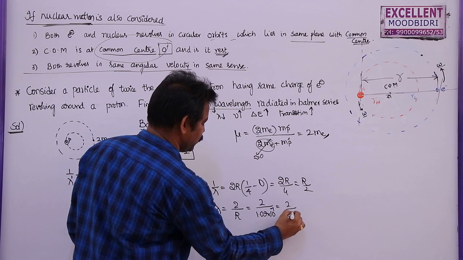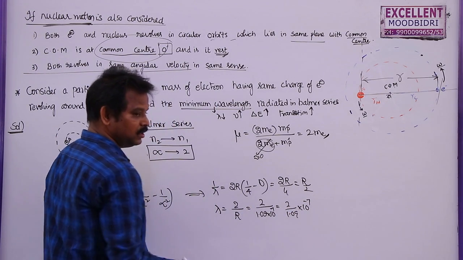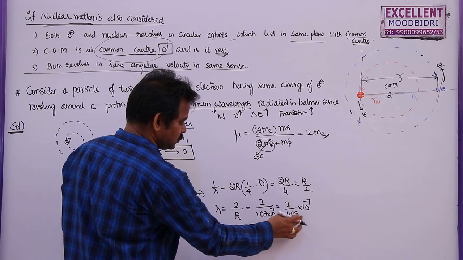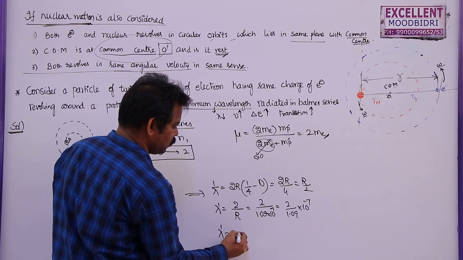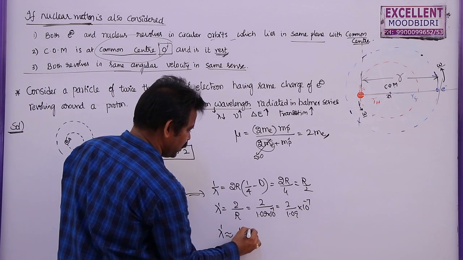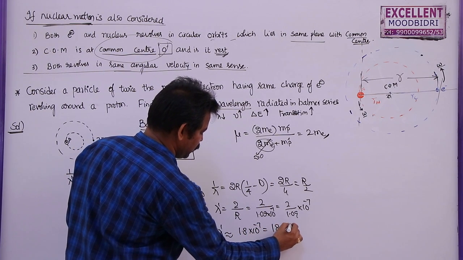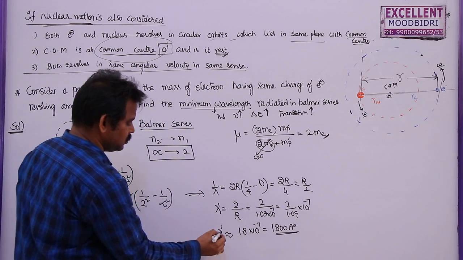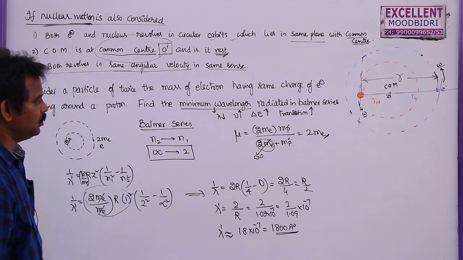So this is 2 by 1.09 into 10 power minus 7. So 2 by 1 is nearly 2, but as the denominator is slightly greater than 1, this lambda dash is around 1.8, 1.8 into 10 power minus 7, or 1800 angstroms. So this is not the exact value, it is the nearest value. By checking the options you can find the nearest value here.